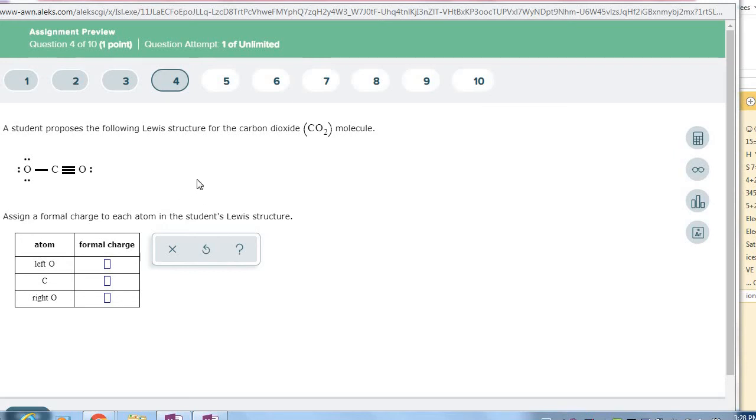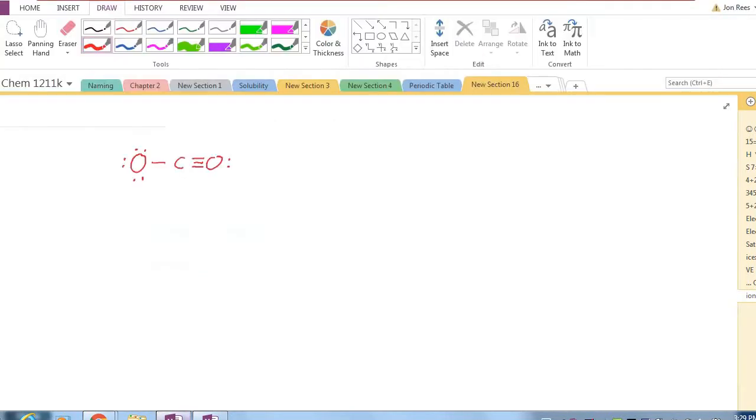Okay, here's a question on formal charge. From Alex, the student proposes the following Lewis structure for carbon dioxide, and here's the structure. It's maybe not one that I would draw or you would draw, but it's one that a student drew, and so it's asking to assign formal charges to the left oxygen, the carbon in the middle, and the right oxygen. So let's actually go through and do this.